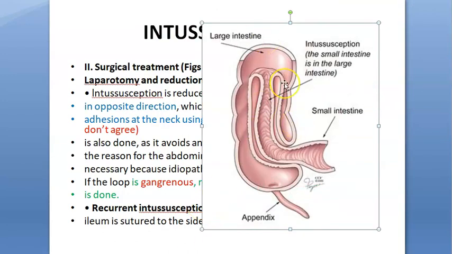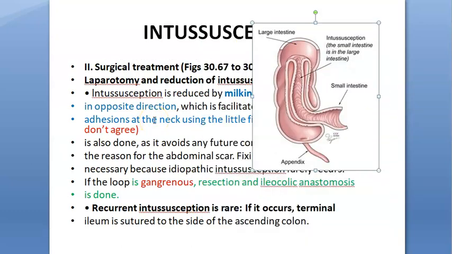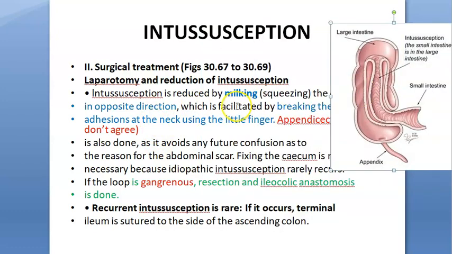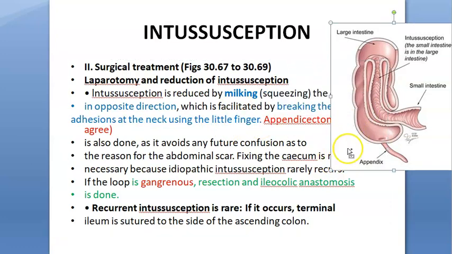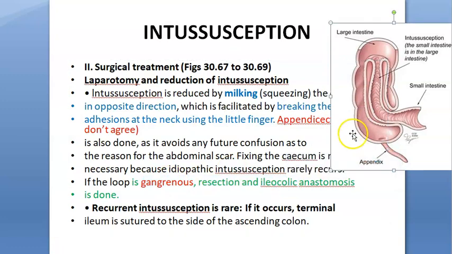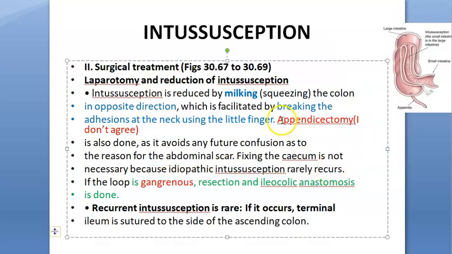They're saying you go laparoscopically and reduce this, right? So you will milk it, kind of thing. You'll milk it and make it come out. You'll remove the adhesions and all with your little finger, raise your little finger, look at it. And with that, you remove all these adhesions at the neck, okay? And then, if it is gangrenous, you'll have to resect it, okay? So this is the treatment.